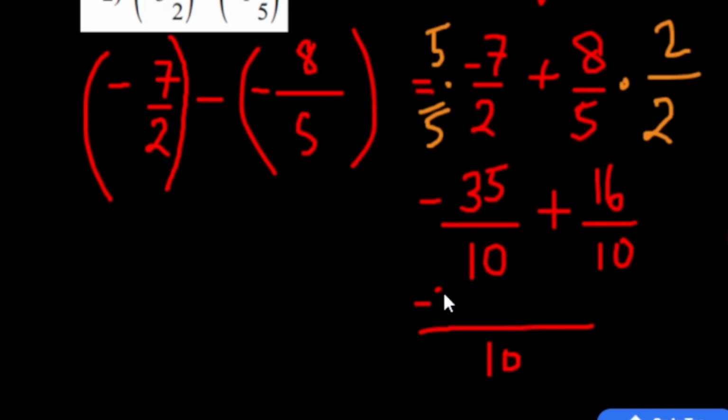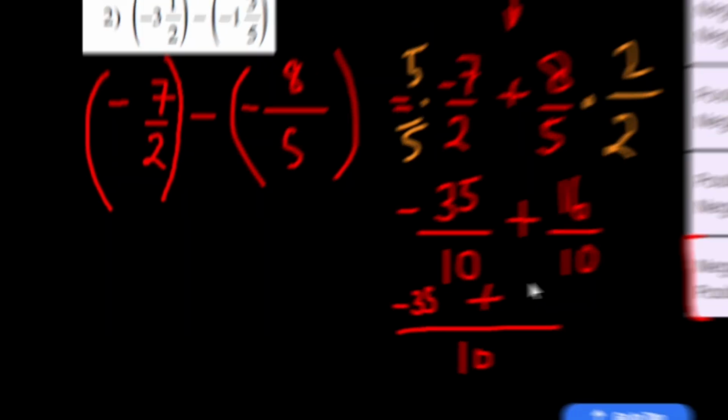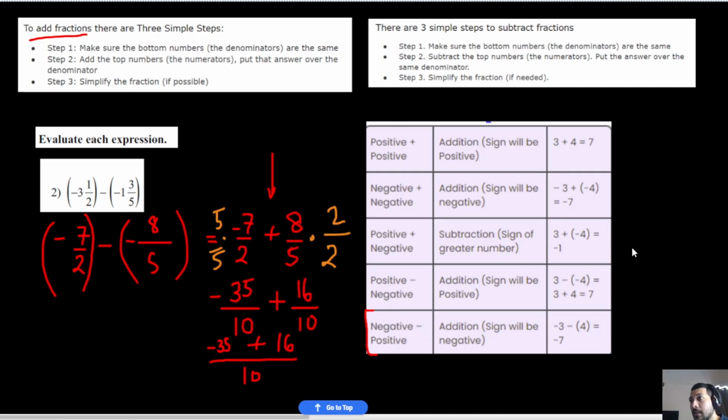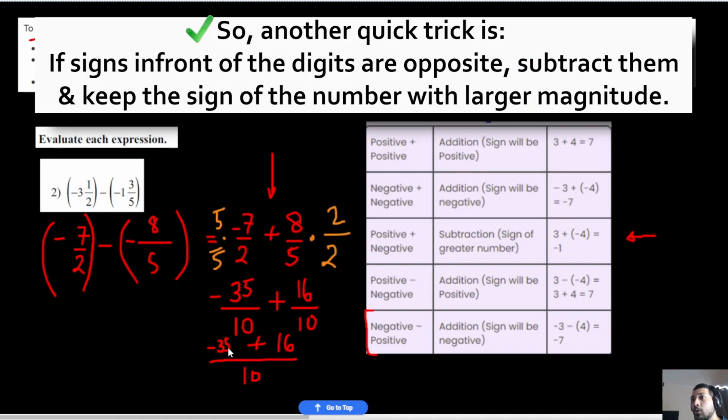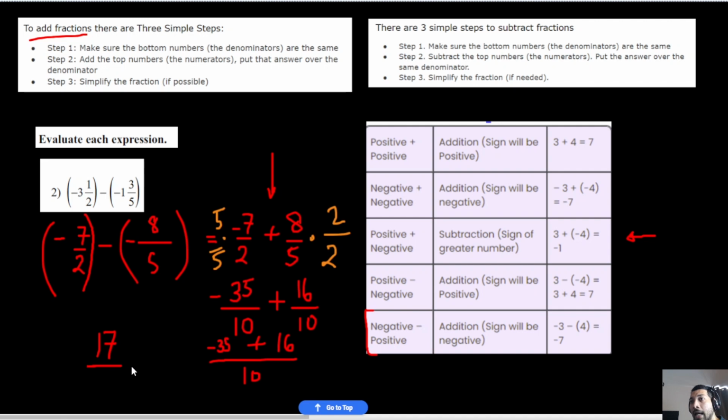So negative 35 plus 16. So this is this third scenario. We can see that this is a subtraction and we put the sign of the greatest number. So we just subtract 35 and 16, that is 17. And since the magnitude of 35 is greater than the magnitude of 16, we put the minus sign. So minus 17 over 10.